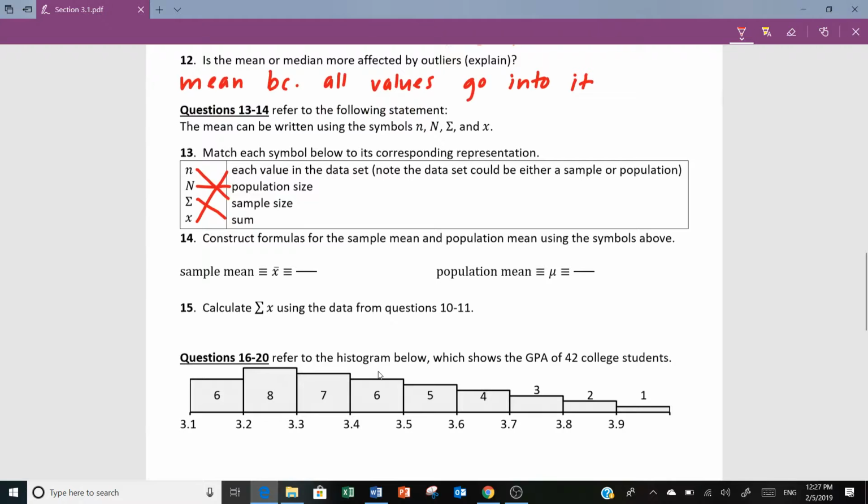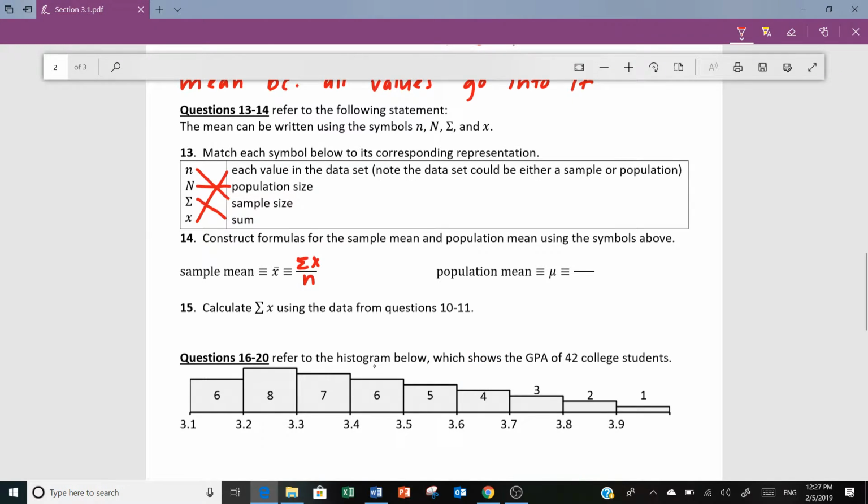Okay, sample mean. Anytime you have a mean, you're summing all the values, so you need the sigma to indicate you're summing all the values. And what are we summing? All the values. What letter do we use for each of the values? X. So you need an X next to your sigma, because you're summing each value in the data set. So remember that. Sigma, sum, X, each value in the data set. And then you want to put, if you're dealing with a sample, little n or big N? Little n.